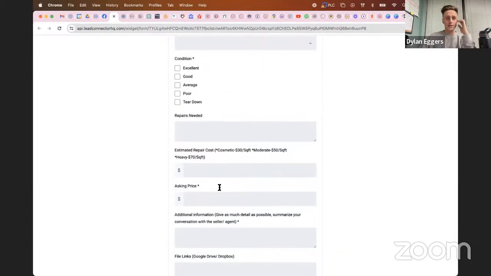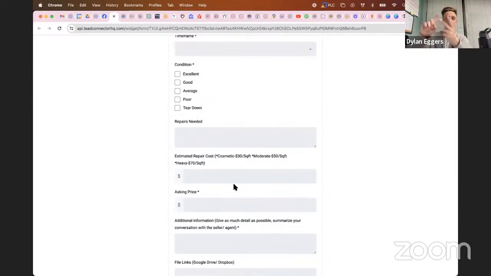And then the last pillar is price. What do they want for it, right? So you have motivation, timeline, condition, and price. Those are your 4 pillars.